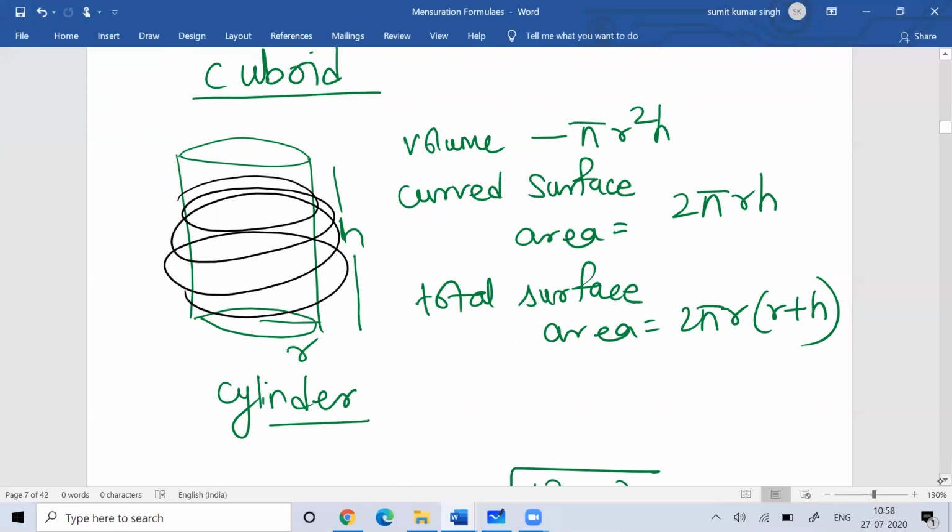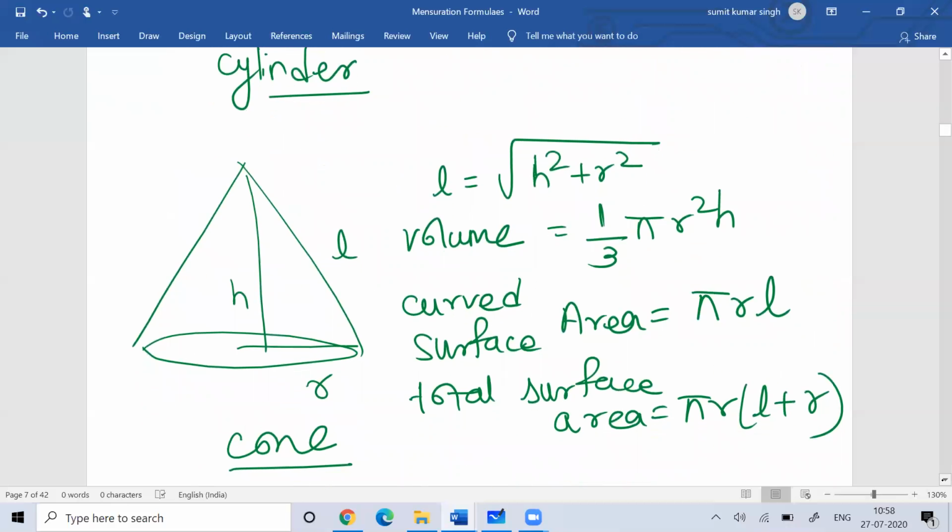When you talk about cone, cone has the volume which is 1/3 of the volume of cylinder. So if there is a cylinder which is filled with water, and I put the water into cone having the same radius and height, then I can put into three cones. So the volume of cone is 1/3 of the volume of cylinder.